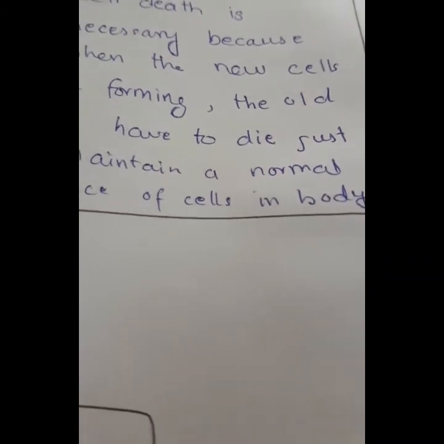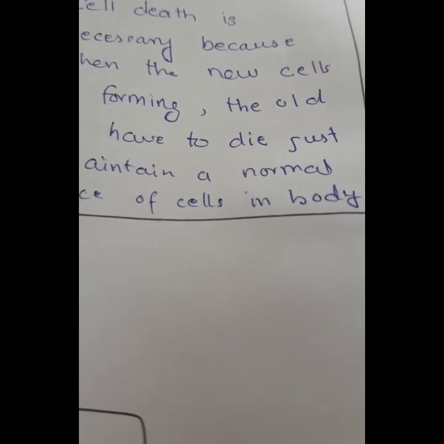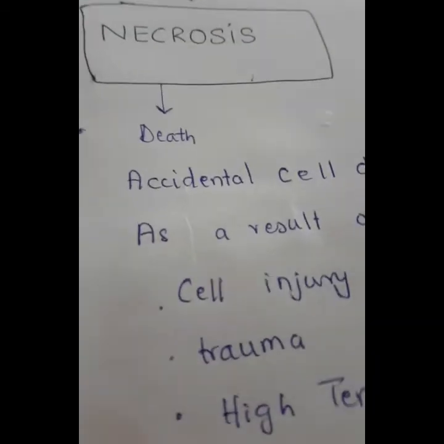I talked about cell death as a necessary process when the new cells are forming. The old cells also have to die to maintain the normal balance of cells in the body. It's a really necessary process that actually happens in the body, due to which the normal function of the body continues. It occurs in two ways: one is necrosis and one is apoptosis. So first we'll discuss necrosis.